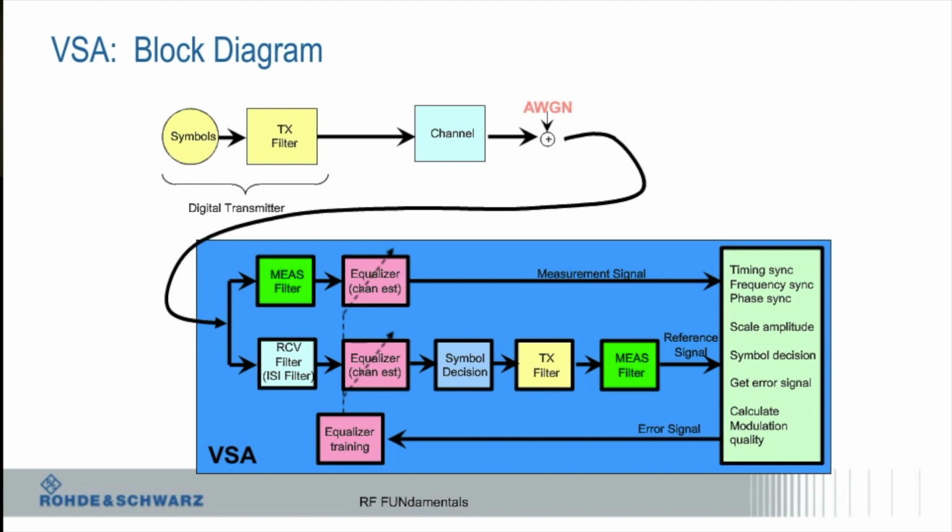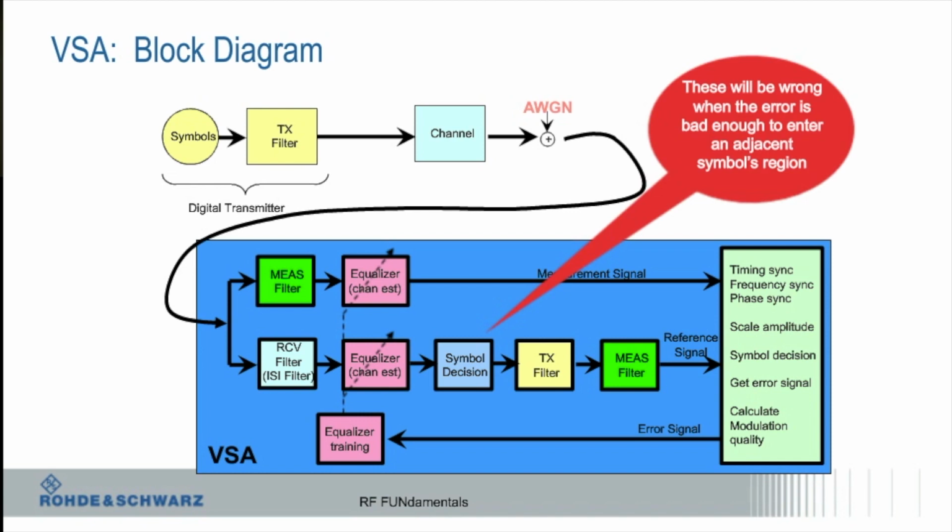I don't want to teach you how to make a VSA, but so it's going to calculate the timing sync, frequency sync, and phase sync. It's going to scale the amplitude, make a symbol decision, so it's figuring what points there are, get an error signal, and then calculate the modulation quality. Okay. So again, we talked about this. You had a great comment on that. When those dots get too big, you know, if there's too much error, it's going to make a wrong symbol decision.